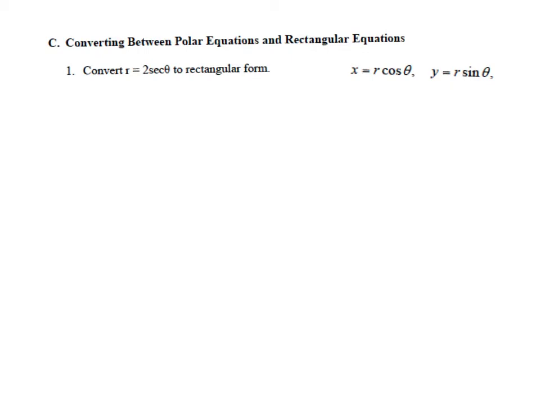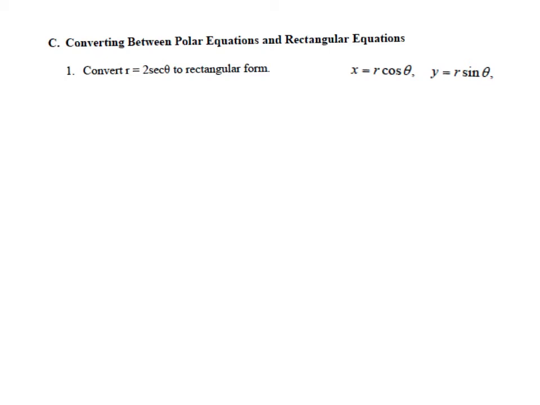In part C we have two examples, and here we're going to be looking at polar equations and comparing them to what we're used to from all of first semester and most of second semester: rectangular equations, just involving y equals things in terms of x. First thing we're going to do is look at how we convert something from polar to rectangular.